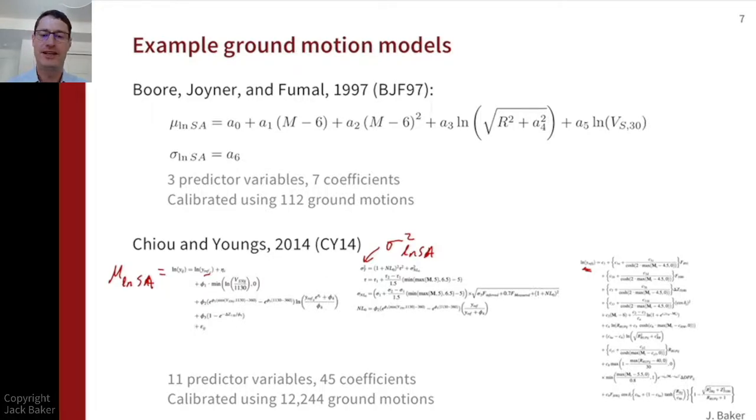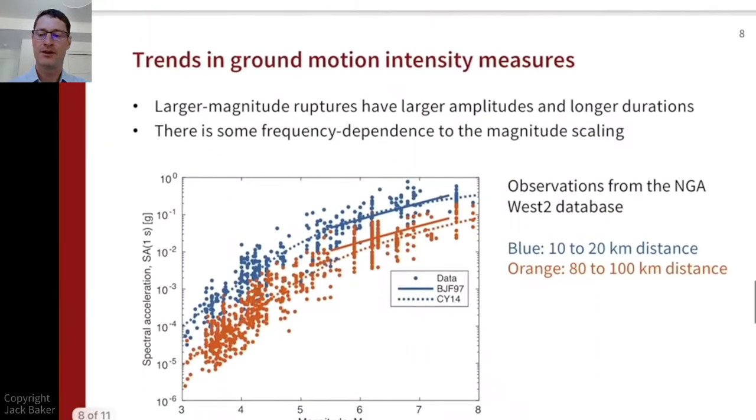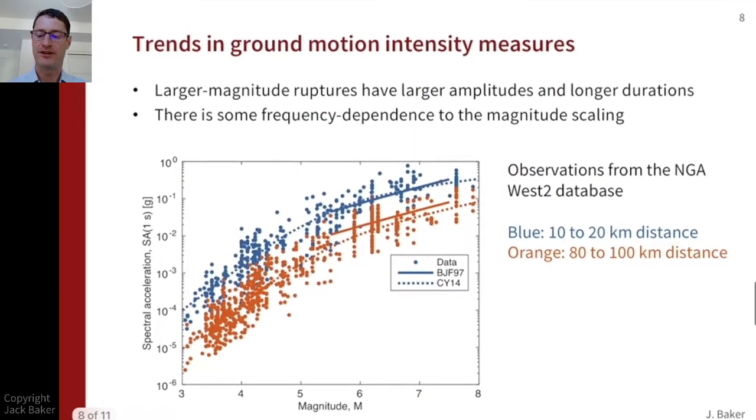But I like to show that simpler model as motivation, letting you see the essence of these ground motion models. The two models in this case are very similar in the outputs that they produce and in the nature of the approach that was used to develop them. The lower model is just much more sophisticated, reflecting our greater knowledge and greater data as time passes. Okay, so let's take a look at how these models predict things.